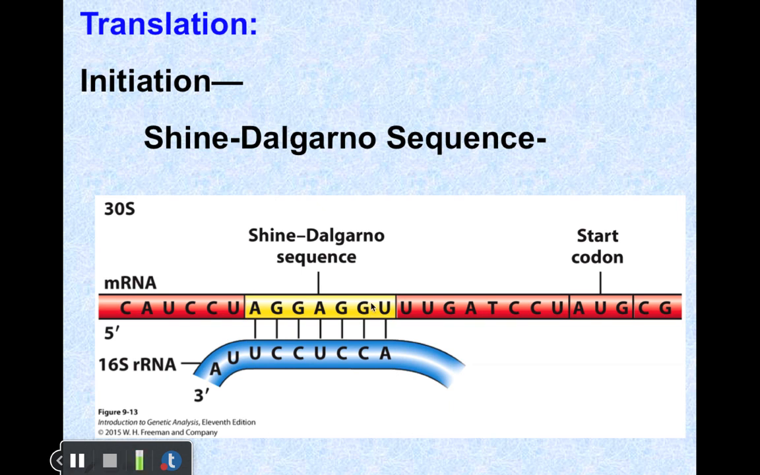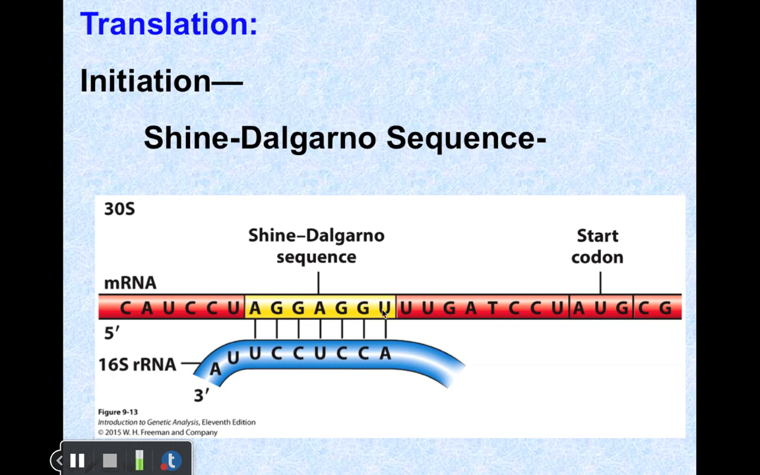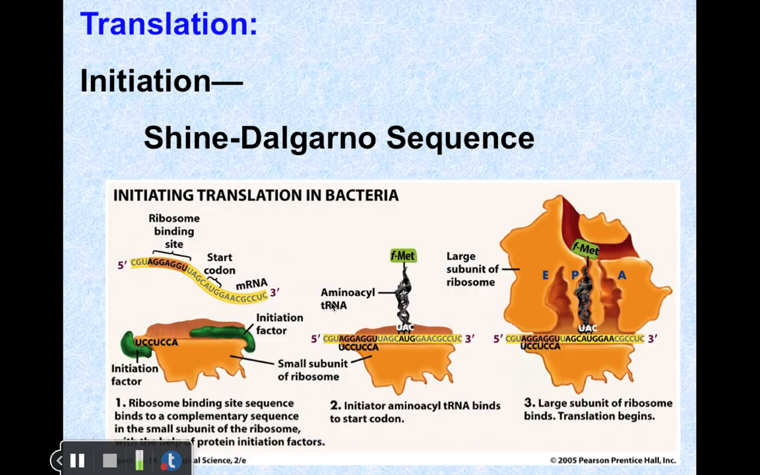In prokaryotes, there is a specific sequence called the Shine-Dalgarno sequence, illustrated here. Notice this sequence is just upstream of the start codon. The Shine-Dalgarno sequence is recognized by the 16S ribosomal RNA. I'm going to go back real quick: notice that the 16S ribosomal RNA is part of the small ribosomal subunit in prokaryotes. So essentially, the small subunit recognizes this sequence, it binds there, and then the large subunit comes in, and things are ready to proceed during translation.